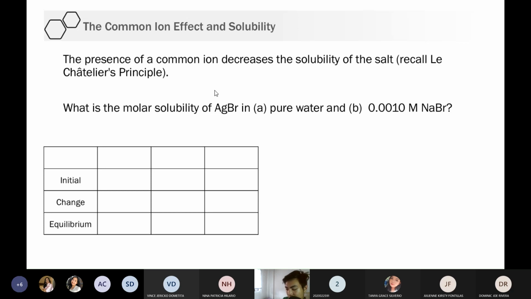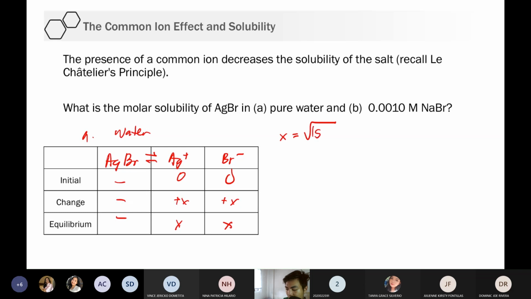Okay. So let's write this dissociation of silver bromide. So that will be AgBr in equilibrium with Ag plus and Br minus. So in water, water lang, 0 yung concentration ng dalawang ions natin. So at equilibrium, that will be just X now. So again, to solve for X or the molar solubility, that is just the square root of KSP.